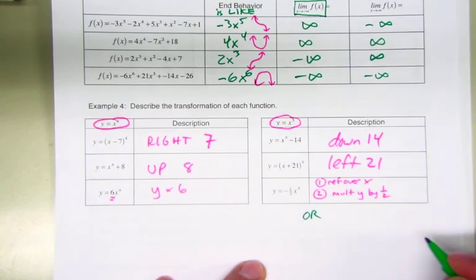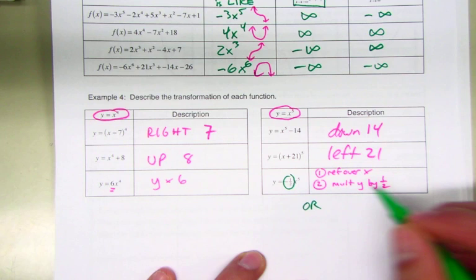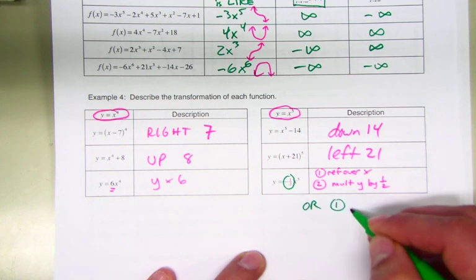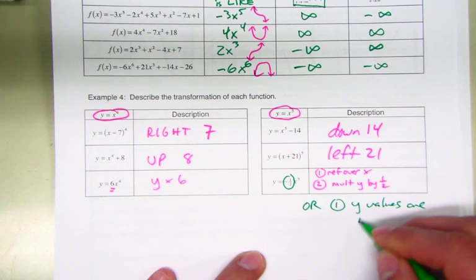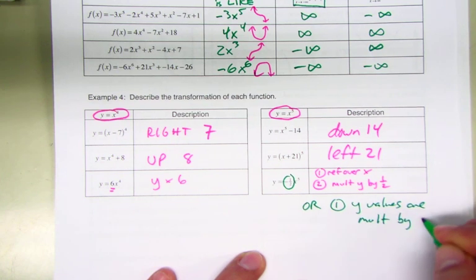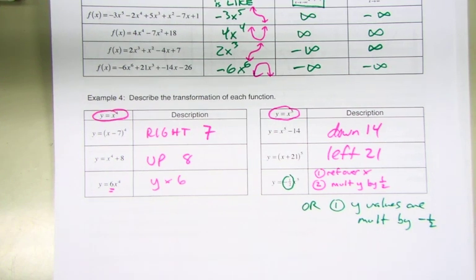Or you can just see this as a whole thing and just say that there's one thing going on, and that's that the y values are getting multiplied by -1/2, which will automatically flip everything over for you, right? Does that make sense? Okay, I think that's it for notes today.